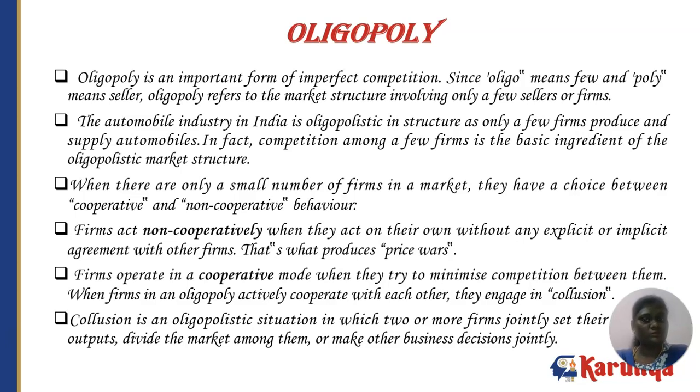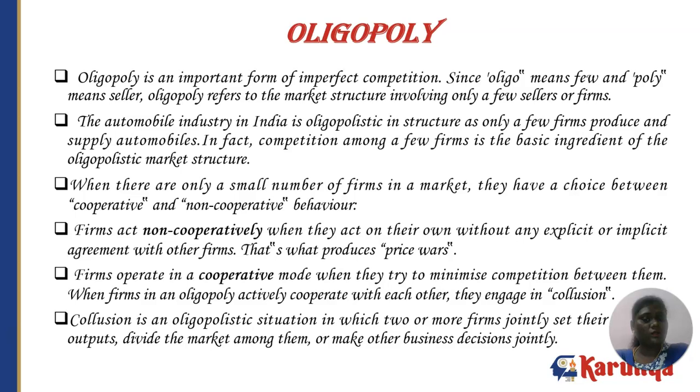In fact, competition among a few firms is a basic ingredient of the oligopolistic market structure. When there are only a few firms in a market, they have a choice between cooperative and non-cooperative behavior. So what is this cooperative and non-cooperative behavior? Firms act non-cooperatively when they act on their own without explicit or implicit agreement with other firms. That is what produces price wars.